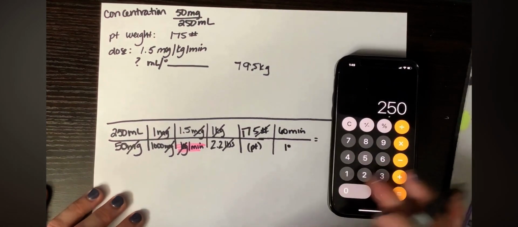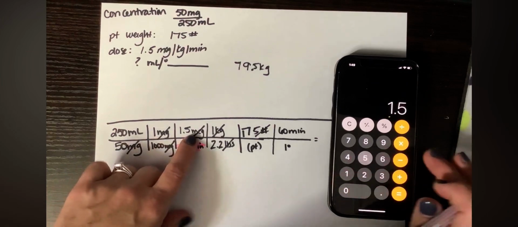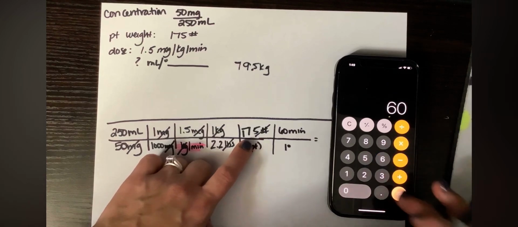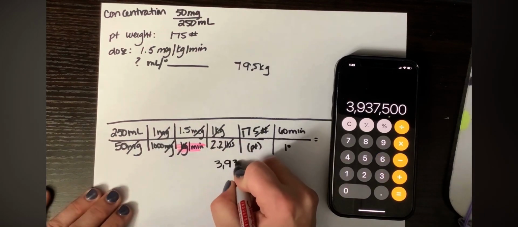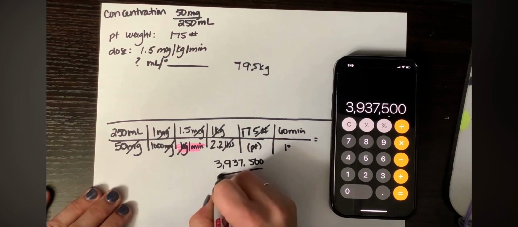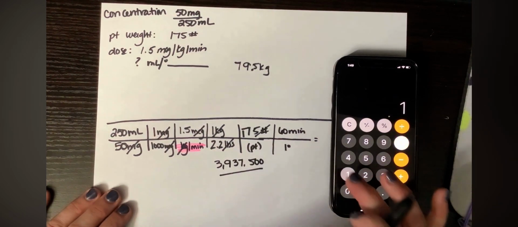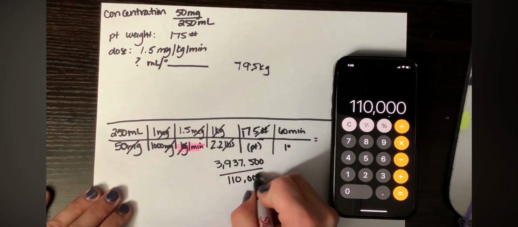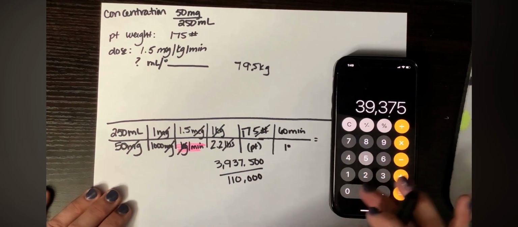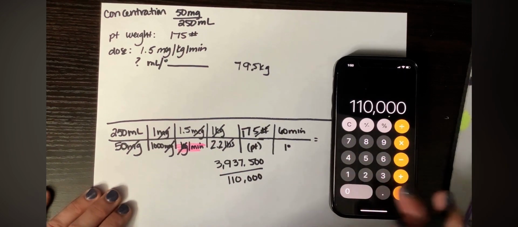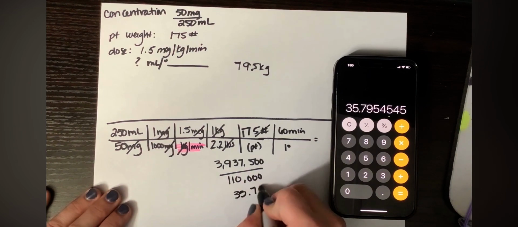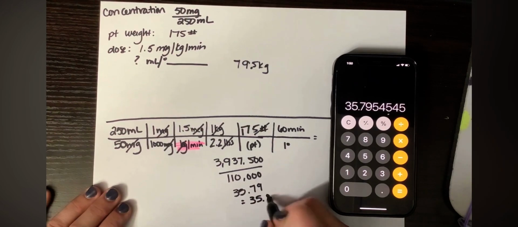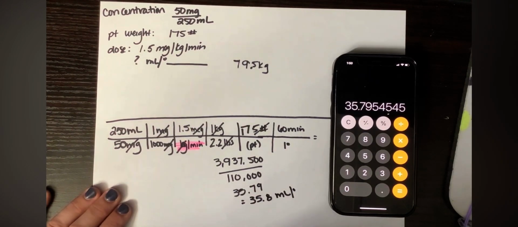Doing our math, 250 times 1.5 times 175 times 60. Very odd number there. Divided by 50 times 2.2, which equals 35.79, and our pumps only go to tenths, so 35.8 mLs per hour.